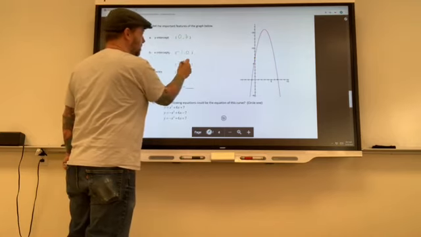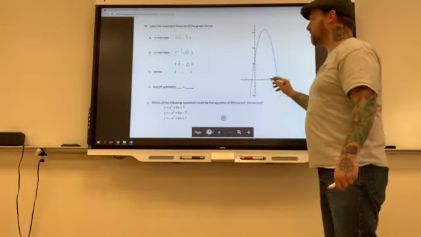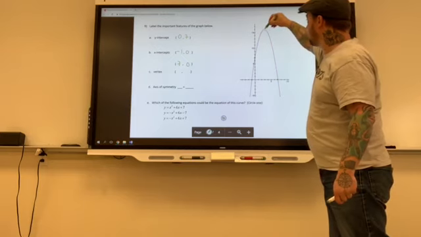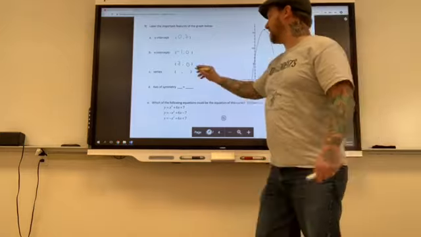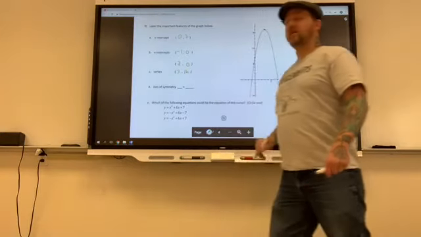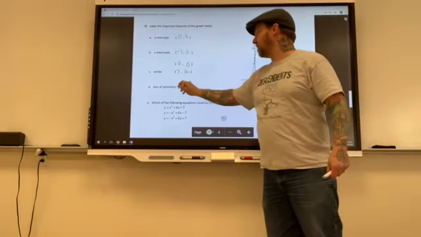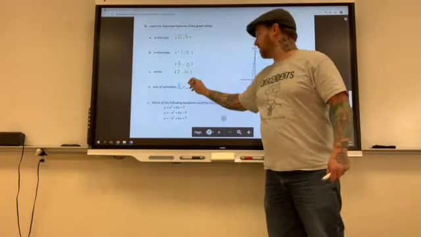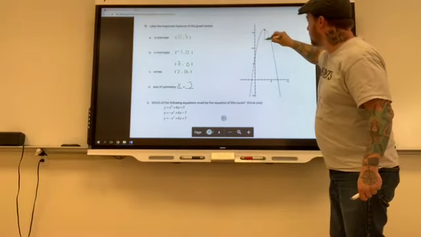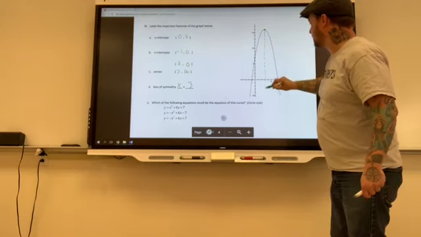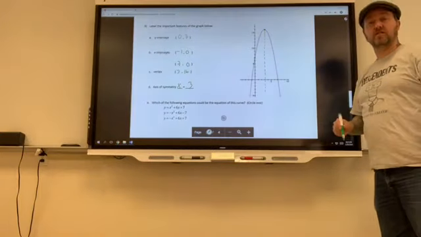So (-1, 0) and (7, 0). What's the vertex? All right, so the vertex looks like right there, over 3, up 16. Now the axis of symmetry we know is through the x-coordinate of the vertex. Okay, right? X equals 3. Which of the following equations could be the equation of this curve?